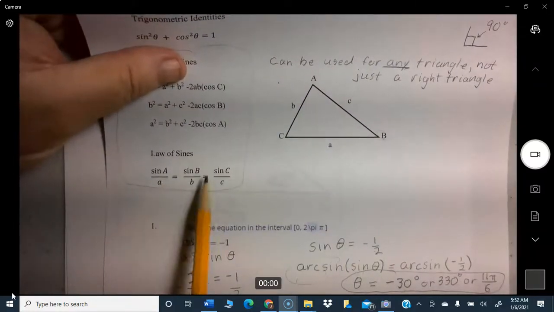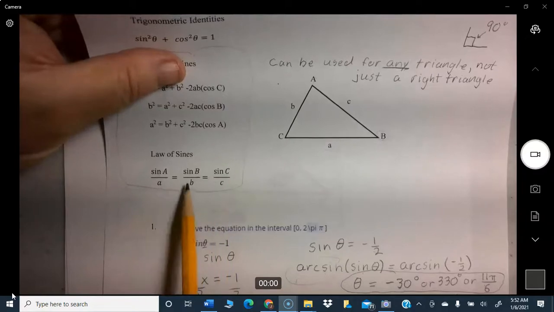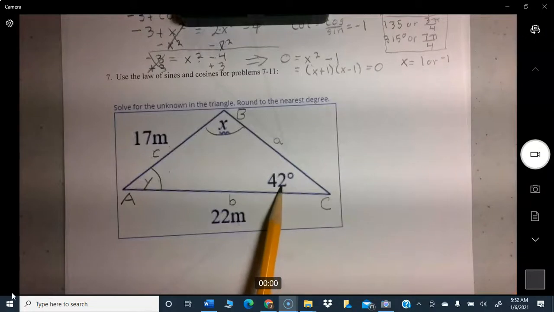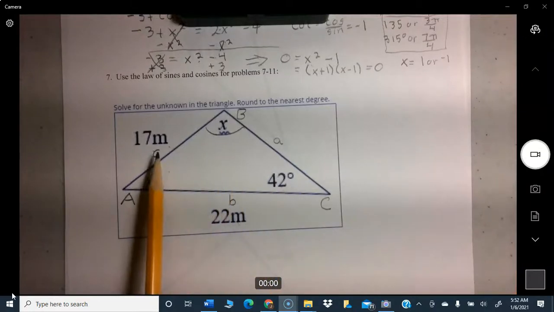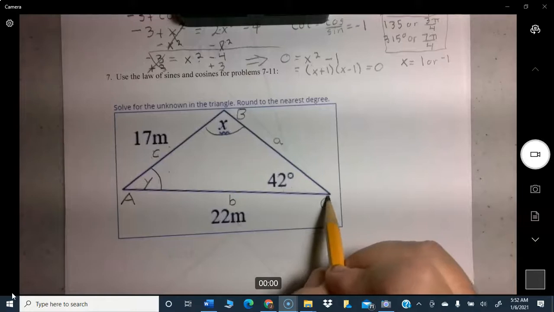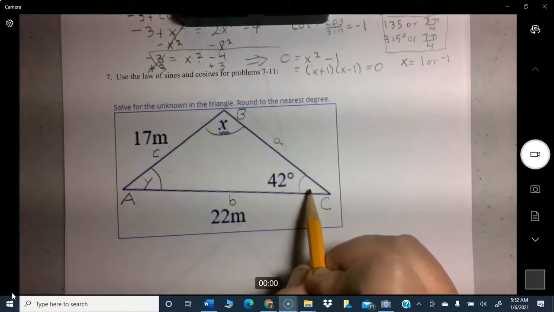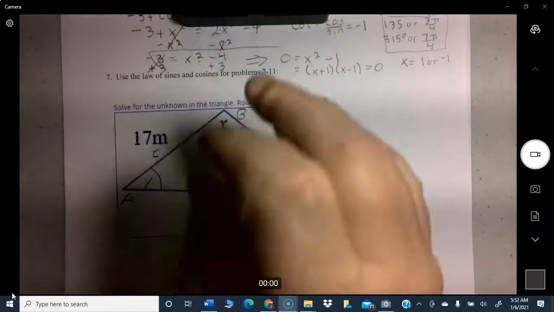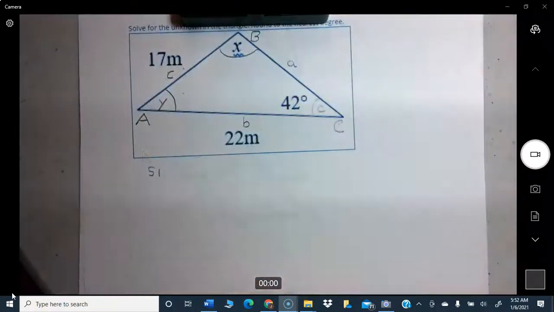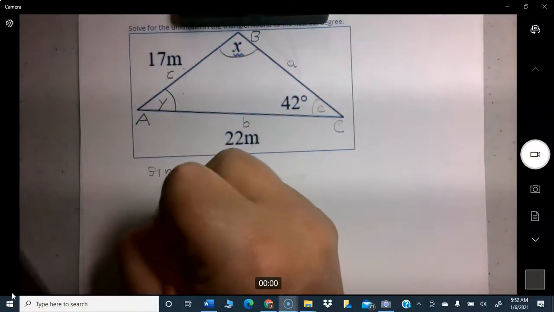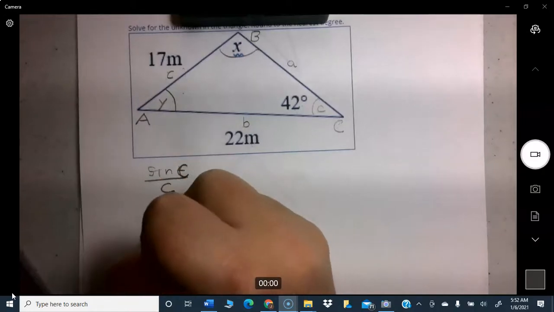So you're going to use any 2 of these, but we've already kind of pre-selected which 2. Which one do we want to use? Well, we know both angle C is 42 and we know side c. So we definitely want to use that one. So it says that the sine of C over c. Okay, this is angle C right here, so that's sine of 42. Let me write it generally first. The sine of C over c.